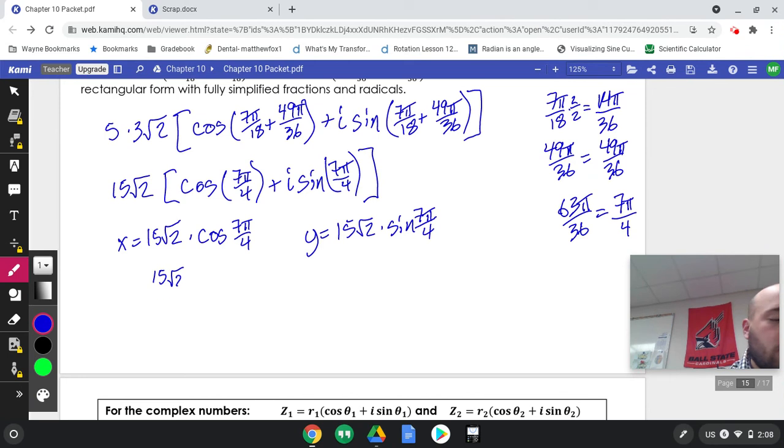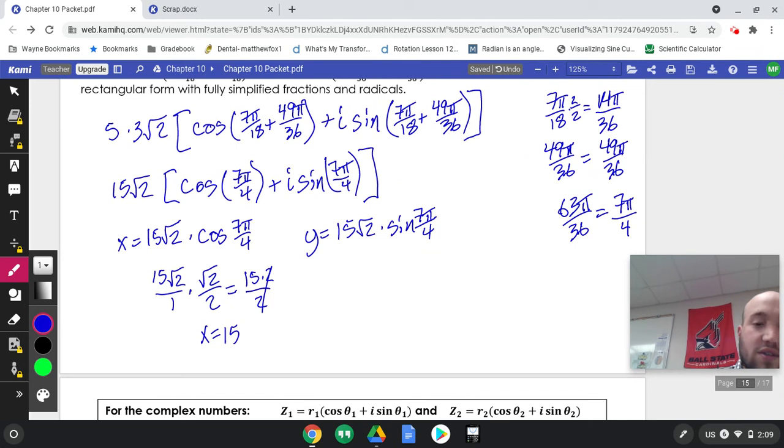So 15 square root of 2 times the cosine of 7 pi over 4, which is square root of 2 over 2. If we multiply across, we'll get 15 times 2 divided by 2, because square root of 2 times square root of 2 gives us that 2. 2's on the bottom and the top cancel out, left with x equals 15.